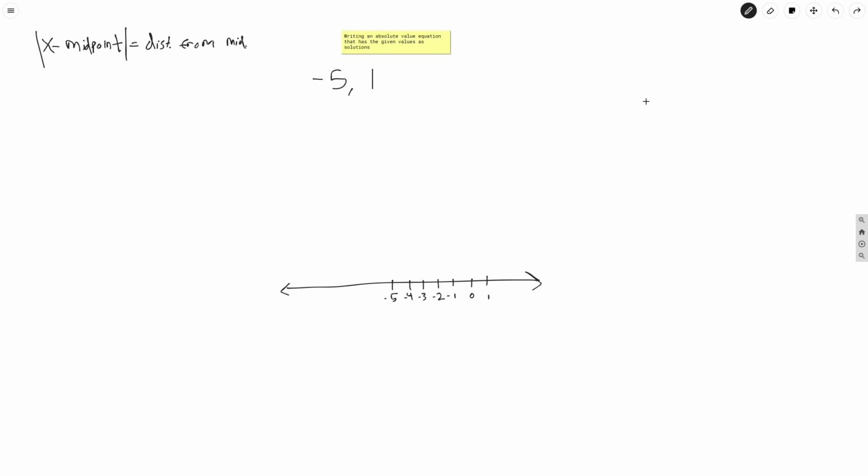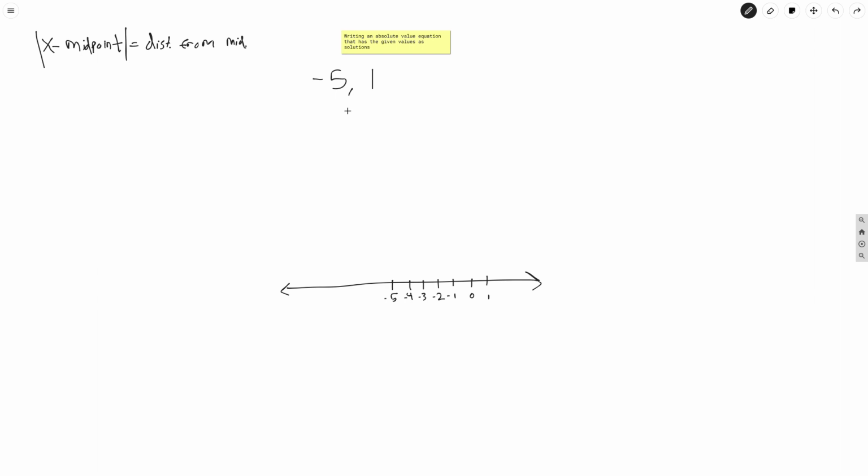Hey, how's it going? So I'm going to go over how to write an absolute value equation when you have your solutions given, right? So there's a formula. It's pretty much going to be the absolute value of a number x minus your midpoint equals your distance from your midpoint. So that's how you're going to set this up.